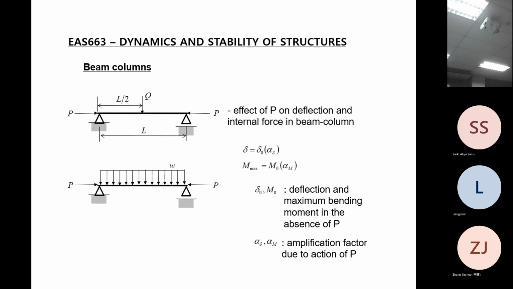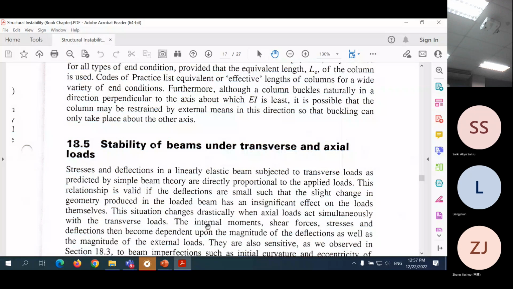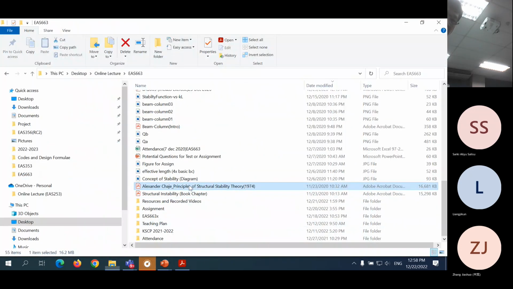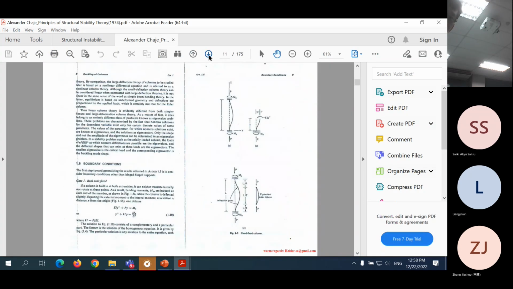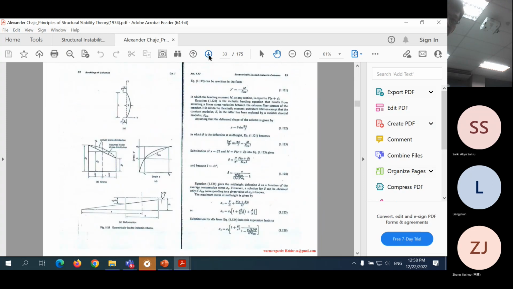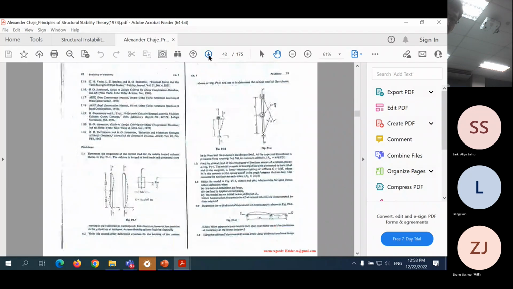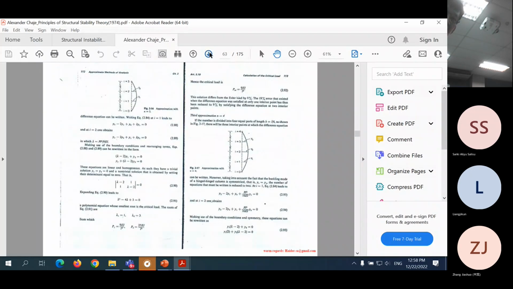So this is the next topic that I'm going to look at, and it is covered in these notes, on stability of beams under transverse and axial load. It is also covered in chapter 3 of this set of notes. We finished chapter 1, I think, and then we skip chapter 2 first and go to chapter 3. We will come back to chapter 2 later. Chapter 3 is about beam column.